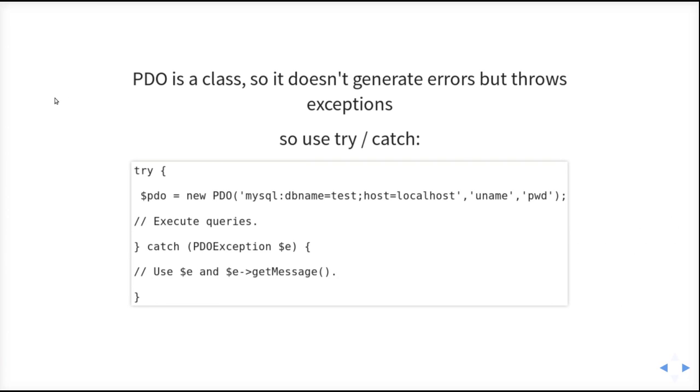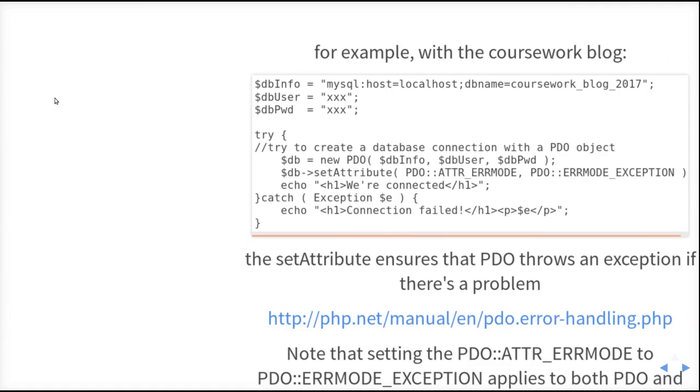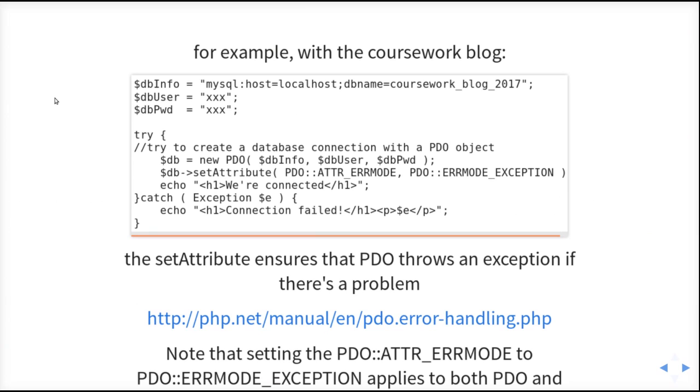And as I said, one of the advantages of PDO is that it's object-oriented, so we can use try, catch structures, and it fits in with the rest of our object-oriented programming, which is all in a way oriented towards being able to write programs in patterns like MVC. We'll see that in a second. And we'll look at how we did it in the coursework blog.